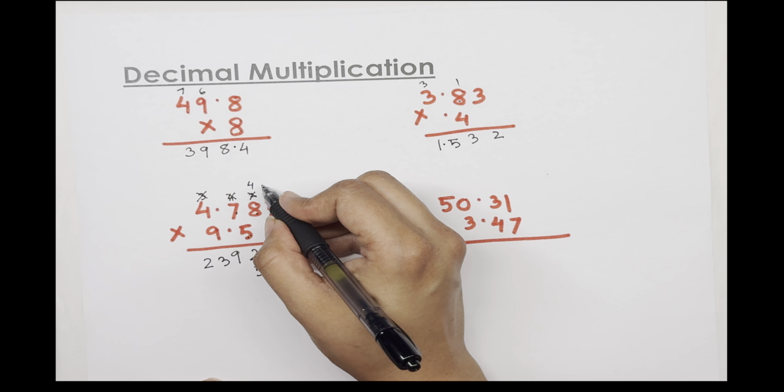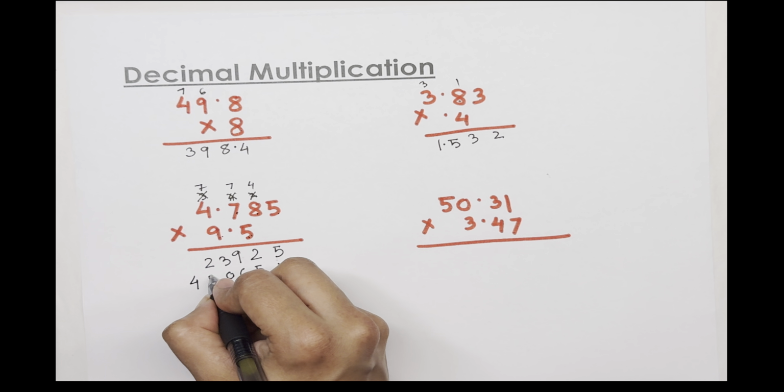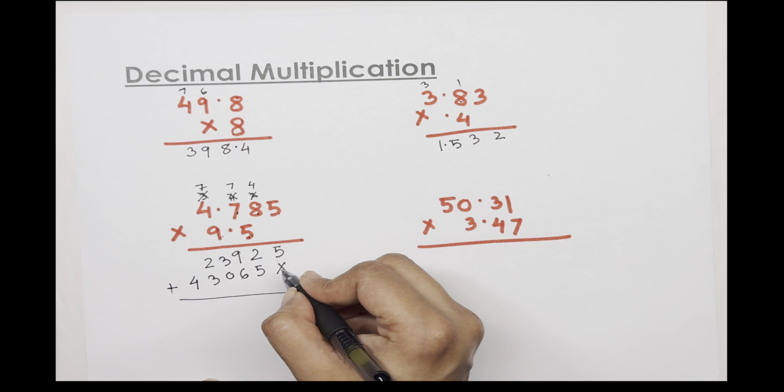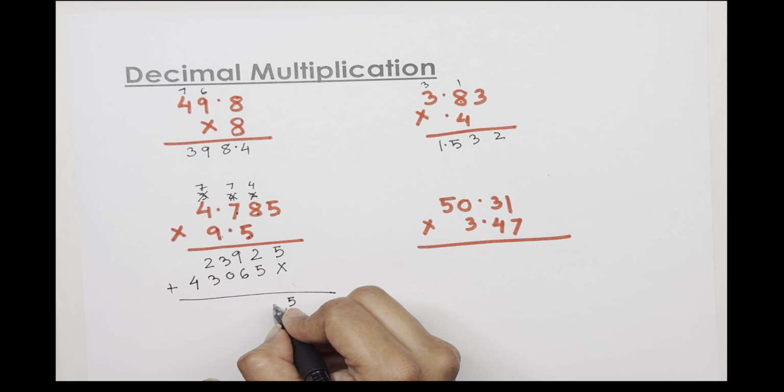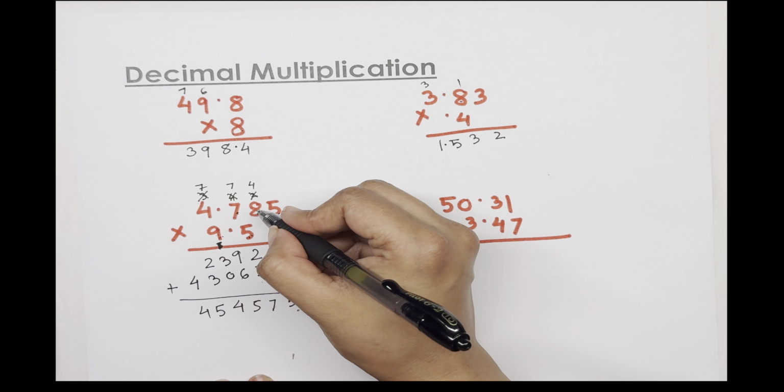9 times 7 is 63. 63 plus 7 is 70. 7 on top, 0 on bottom. 9 times 4 is 36. 36 plus 7 is 43. Let's add it. 5. 5 plus 2 is 7. 9 plus 6 is 15. 1 on top, 5 on bottom. 1 plus 3 is 4. 3 plus 2 is 5. And 4.